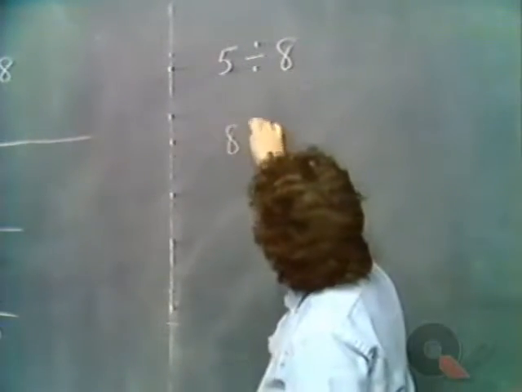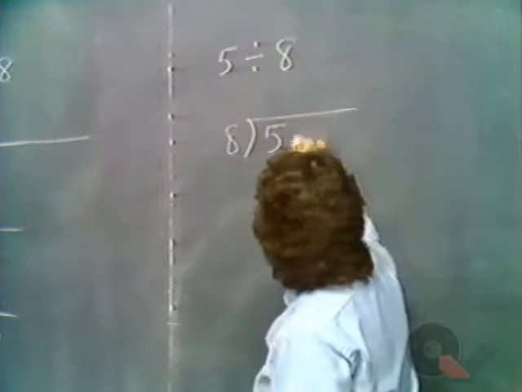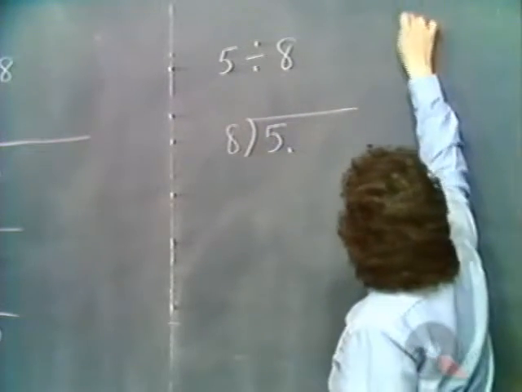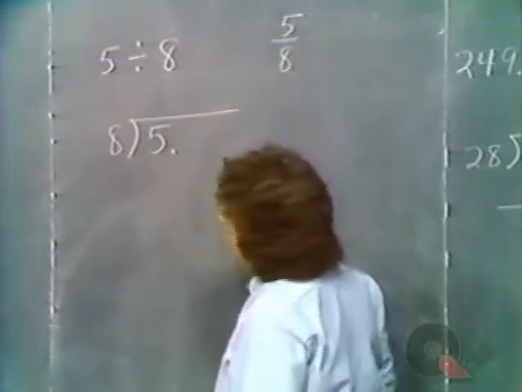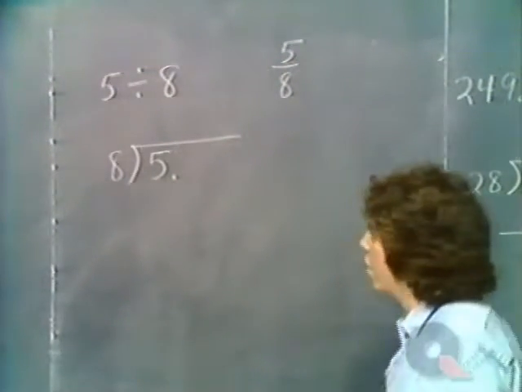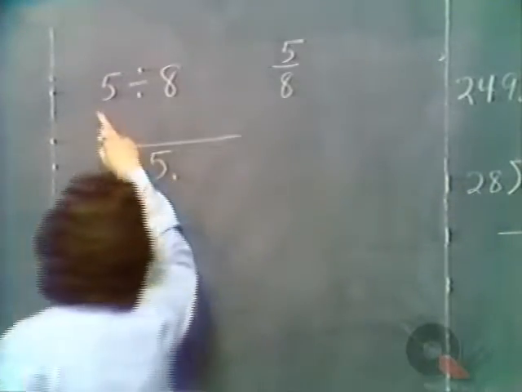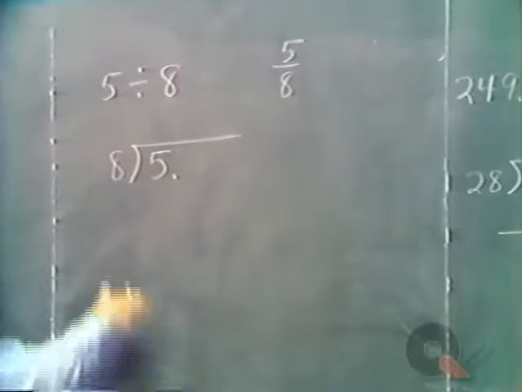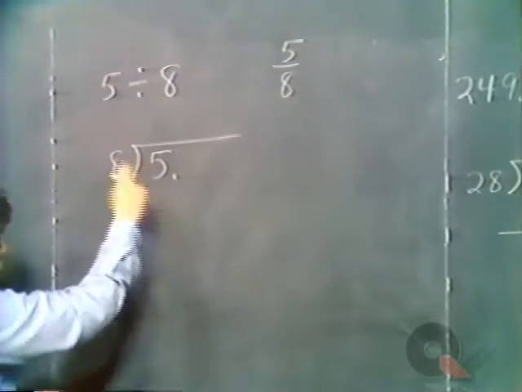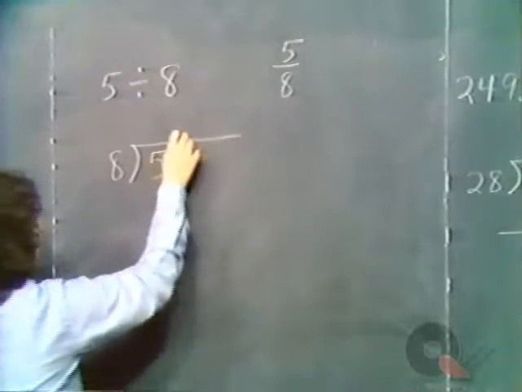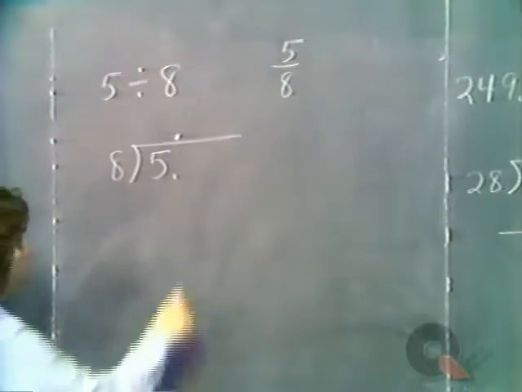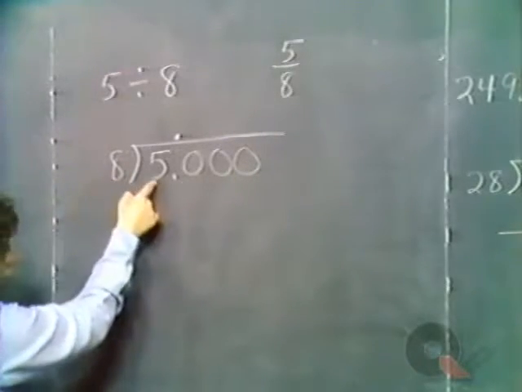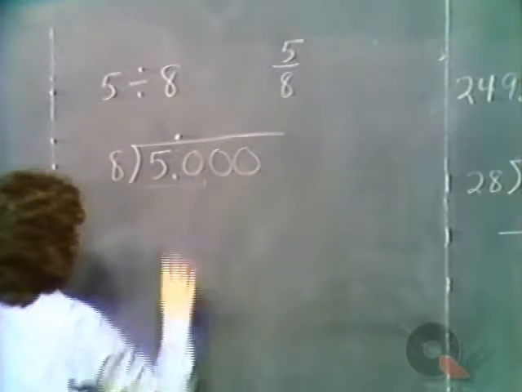That would mean 8 going into 5. By the way, this can also be written as 5/8, the fraction. And we'll be studying fractions a little later on in these videotapes. But 5 divided by 8, or 5/8, can be written in this form. 8 going into 5. Now, putting the decimal point there, and we're going to add some zeros here. 8 does not go into 5, but 8 does go into 50.